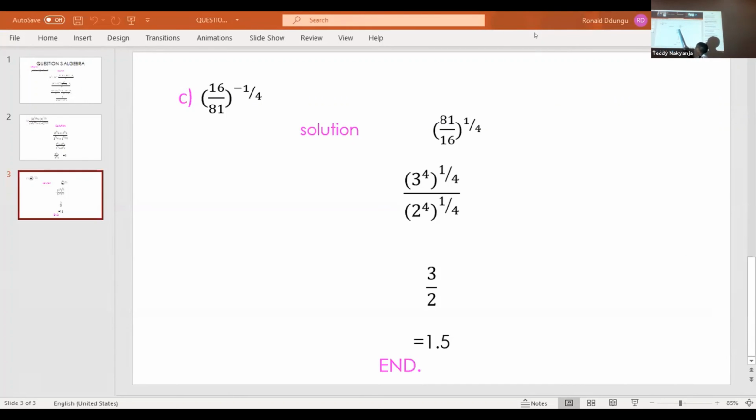When we prime factorize the whole fraction, 81 will be 3 to the power 4, and 16 will be 2 to the power 4. When we open the brackets for the powers, we shall remain with 3 and 2, which is the same as 1.5.